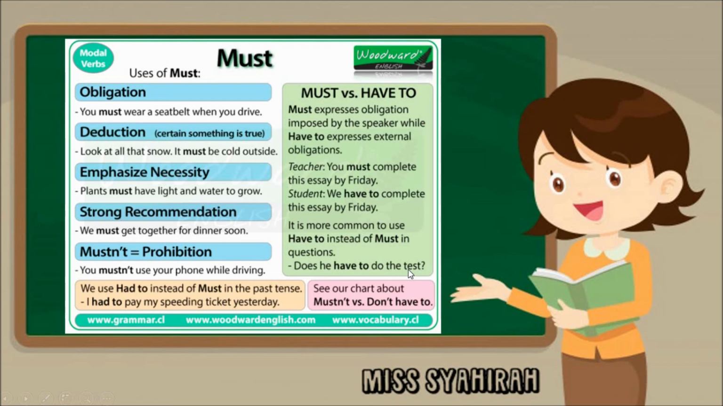So I repeat. So must versus have to. So kalau must ni arahan daripada speaker tu. Okay, teacher cakap, okay, you must complete this essay by Friday. So ni arahan daripada speaker, from the teacher. Kalau have to, biasanya arahan yang dia kena buat tapi daripada orang lain. So, we have to complete this essay by Friday. So, essay ni siapa yang suruh dia complete? The teacher. So, we have to complete this essay by Friday. But usually, it's quite similar lah. Must versus have to. There's not much difference.